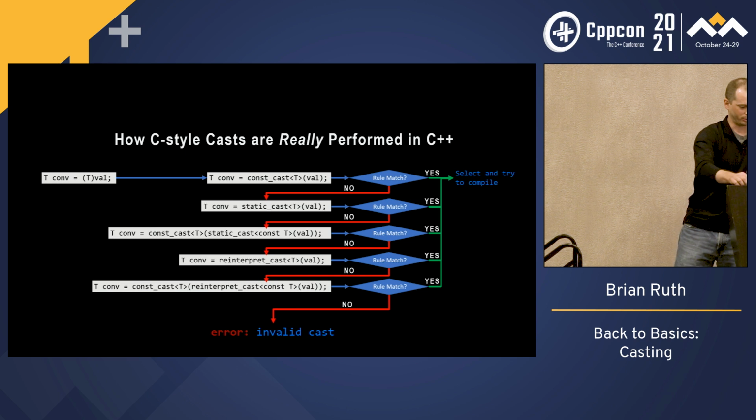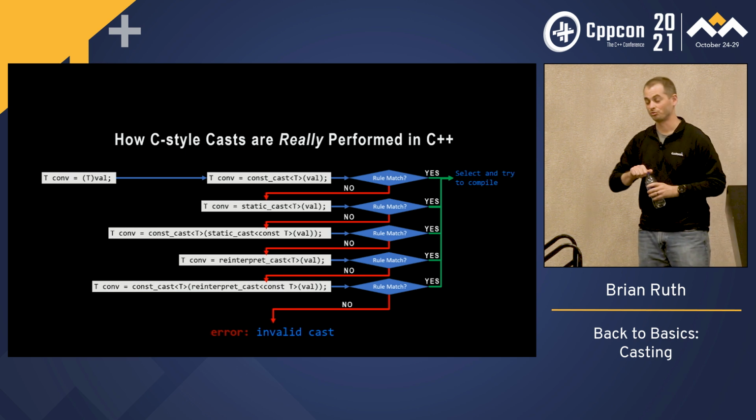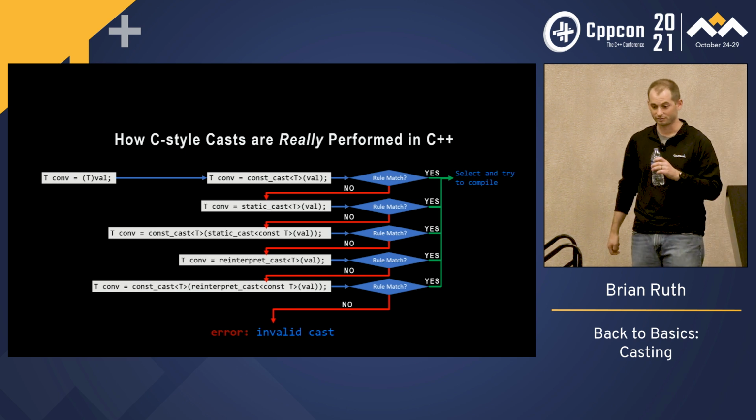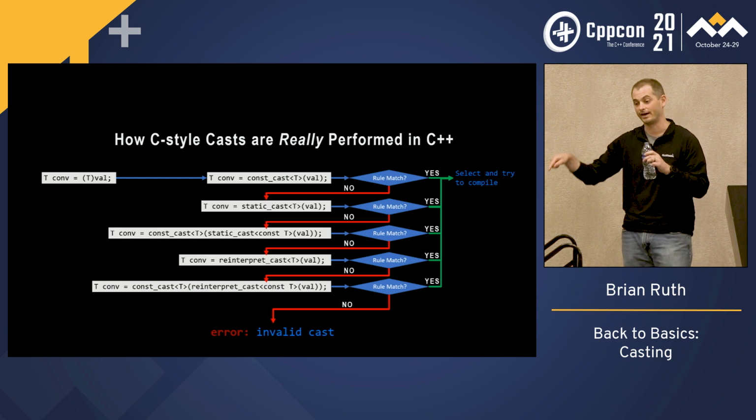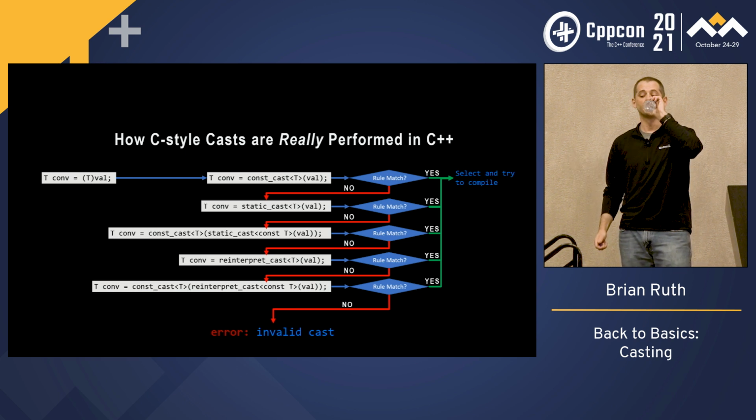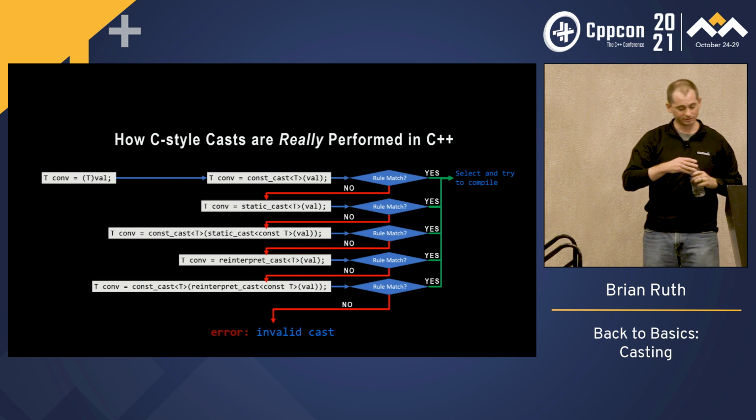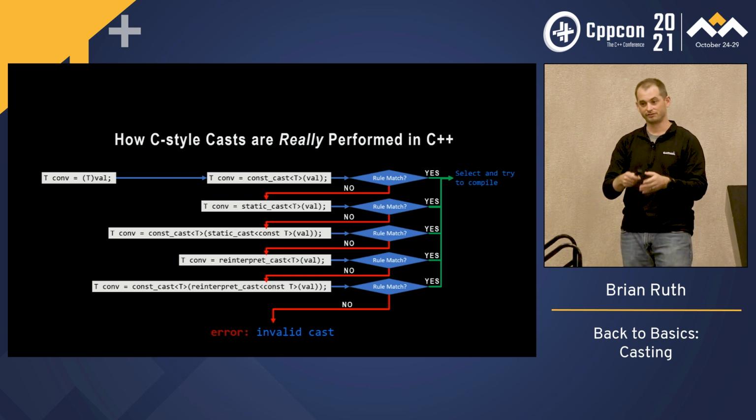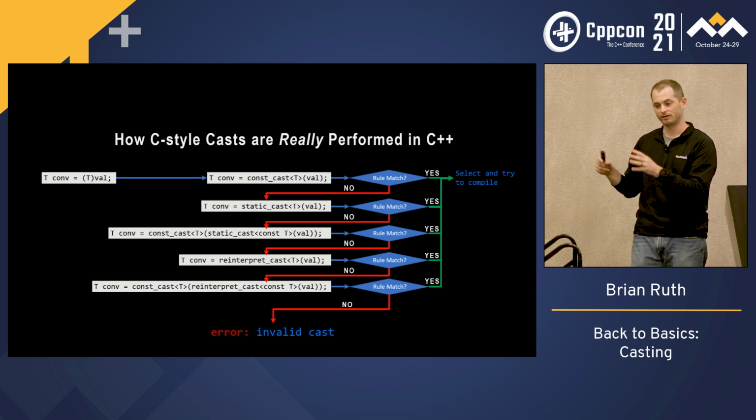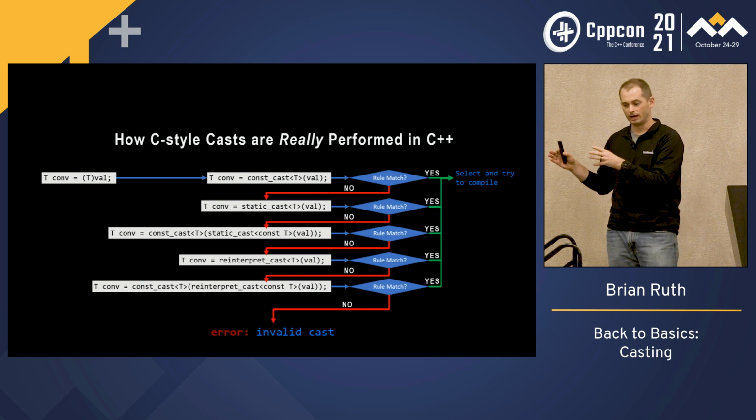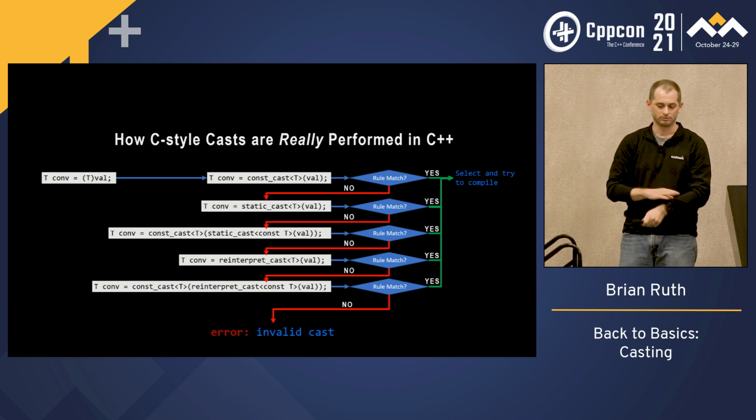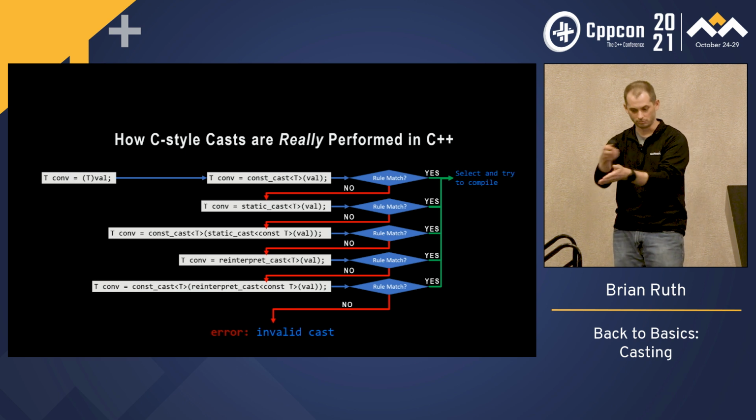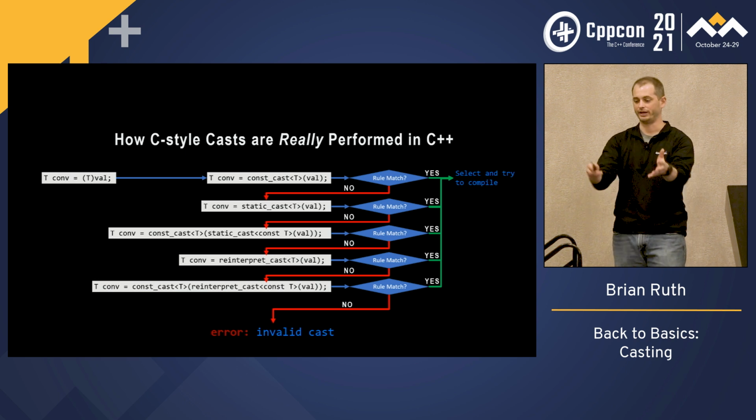And I promised I would show you how C-style casts are really performed. Under the covers, this is what's going on when you do your C-style cast in C++. The first thing it's going to try to do is get rid of const. And if it matches all of the rules in the system, it's going to select that and try to compile. The reason I say it doesn't succeed is because the compilation may fail, and that's a valid outcome of this tree.